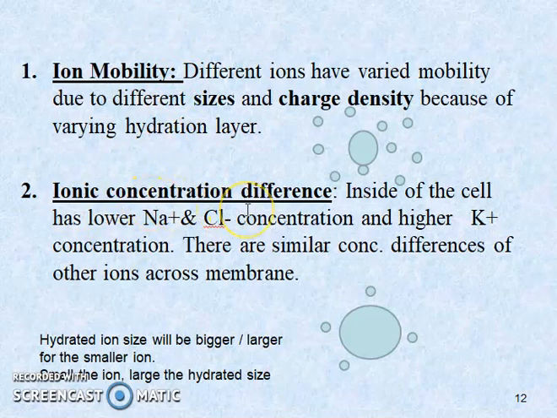Second is ionic concentration difference. Inside the cell there is basically lower sodium and chloride concentration and higher potassium concentration. There are similar concentration differences of other ions across the membrane. Now we see sodium has a +1 charge, chloride has a -1 charge, potassium has +1. And there are more ions. Just like this, somehow more negativity is created inside the cell and more positivity outside the cell due to these concentration differences of ions across the membrane, inside and outside.